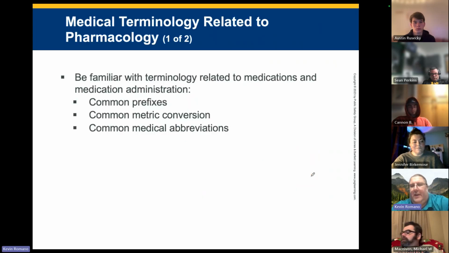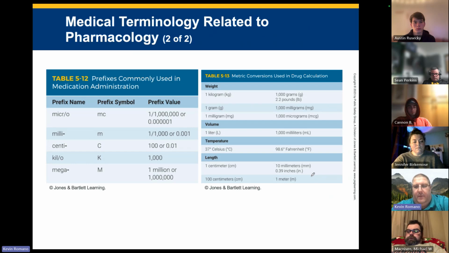Perfect. Medical terminology related to pharmacology: be familiar with the terminology related to medications and medication administration, such as the common prefixes, the common metric conversions, and the common medical abbreviations. On this table, micro, right? MC. So if it's micro, then micrograms would be mcg. Milli is m, so milliliters would be mL. Kilo and grams, so kilograms would be very important for us in weight-based medication administration. So it'd be kg. And then how to convert stuff over. We'll talk about that in pharmacology, how to convert pounds to kilograms the easy way. I'll teach you the street way and then how to do it on a calculator.